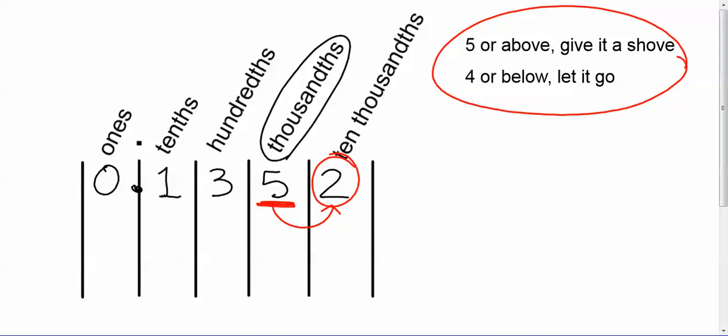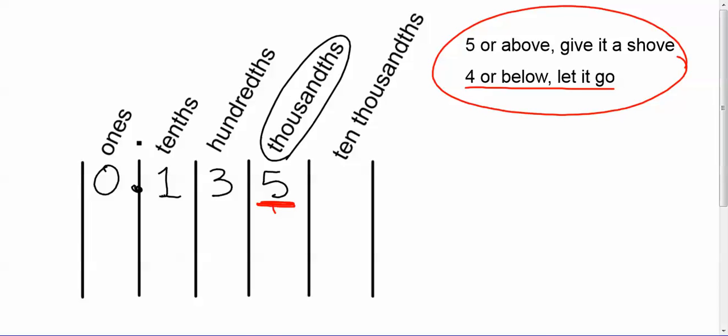If it's 5 or above, that's saying that we want to bump this number up to 136 thousandths, but if it's 4 or below, which this is, we're going to let that 2 go. It's not quite strong enough to make that number jump up to the next thousandths place. So again, this is 4 or below, so we got to let it go. So what we would essentially do is get rid of that number, okay? We're saying that it's closest to 135 thousandths, all right?